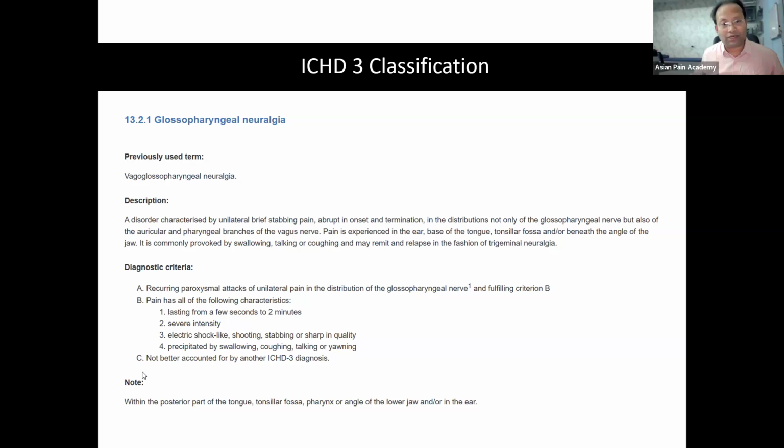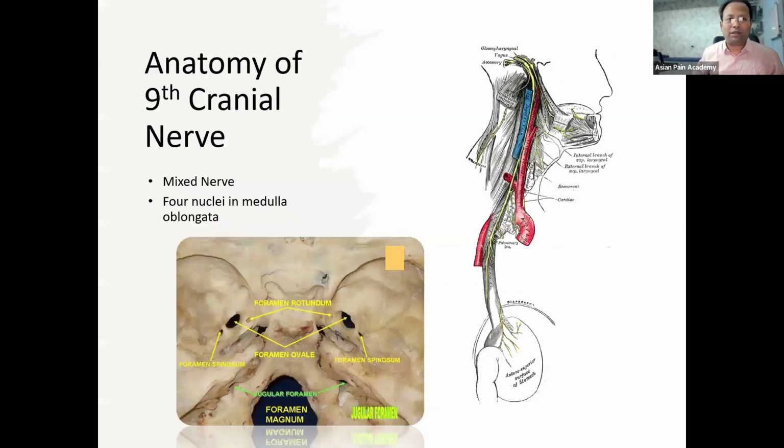And this is the most important line: not better accounted for by another ICSD-3 diagnosis. So for this type of diagnosis, which we always make by clinical symptoms, we must search for all other possibilities. At least the secondary causes must be searched. So this is the ICSD-3 classification.